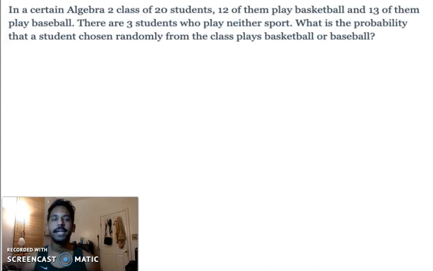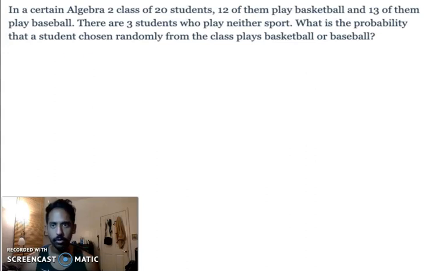All right, today we are going to explore this question here that is asking us to figure out a probability given some information, but not everything. In a certain Algebra 2 class of 20 students, 12 of them play basketball and 13 of them play baseball. There are 3 students who play neither sport. What is the probability that a student chosen randomly from the class plays basketball or baseball?